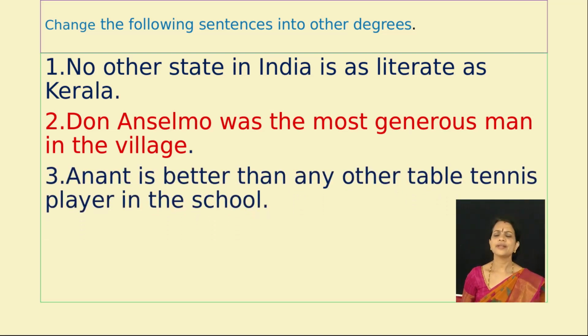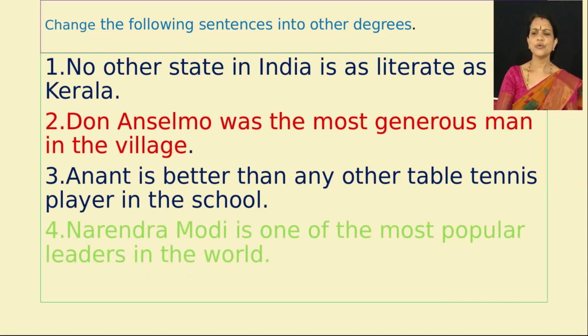Third, Anant is better than any other table tennis player in the school. Here we have comparative degree. Now we have to change to positive degree and the superlative degree. Now the adjective better has to be changed to the best and good. First let's change to the superlative degree. Anant is the best table tennis player in the school. Now for the positive degree, we have to use no. No other table tennis player is as good as Anant.